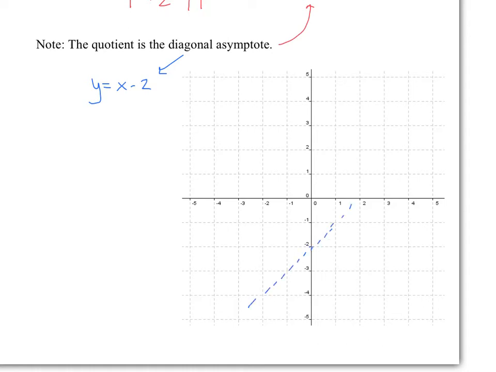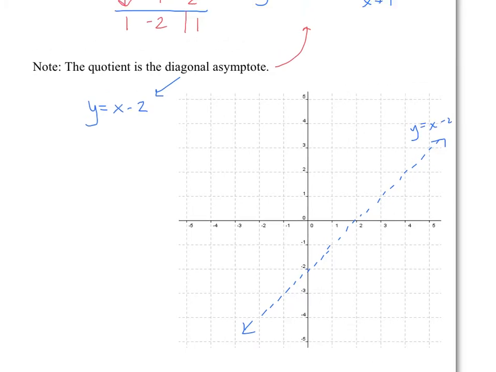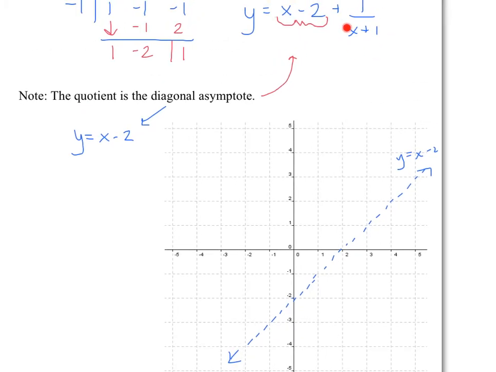Try to do my best to stay in the right spots. There we go. So this is y equals x minus 2. Alright, and we also have a vertical asymptote at x equals negative 1 because you're dividing by 1.